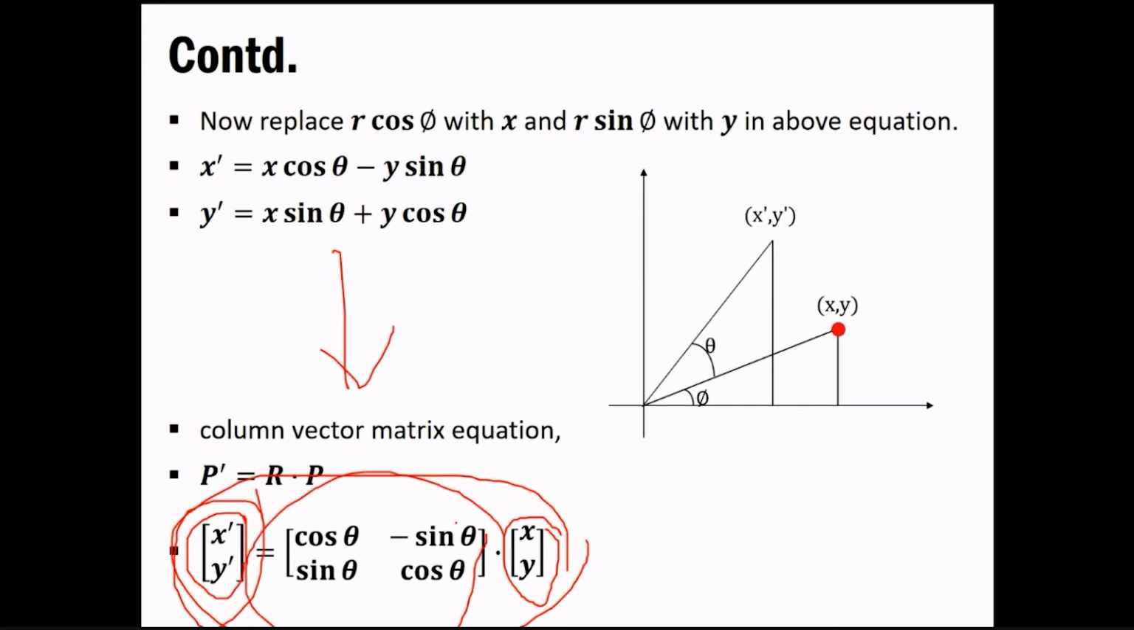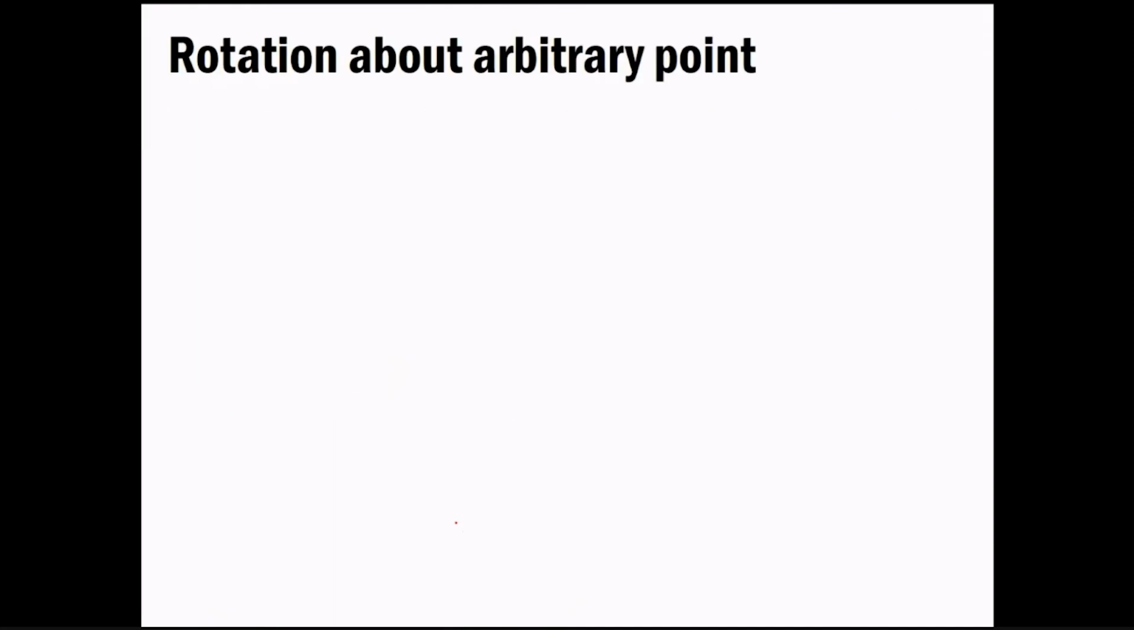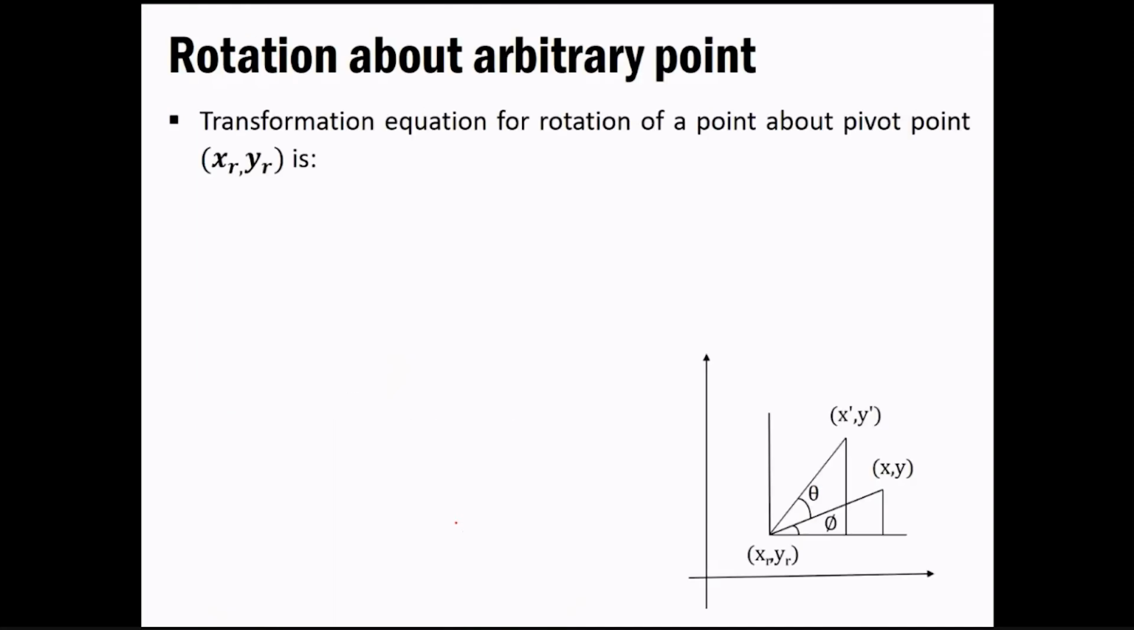Now we need to consider this for multiple cases. Now, rotation about arbitrary points. Till now we have seen this by keeping the pivot point, or the origin, as 0, 0, but that is not always the case.